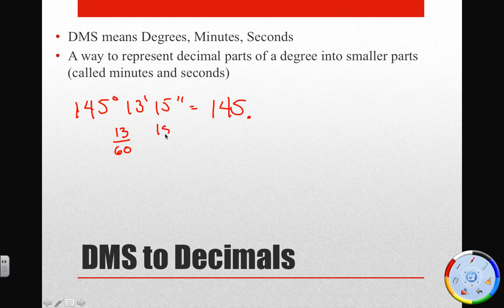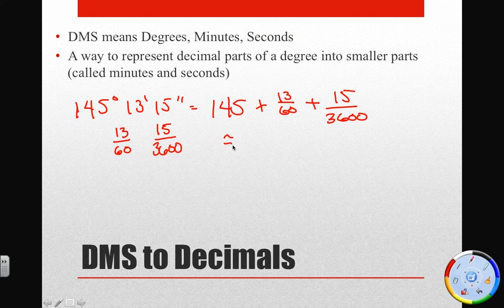And the 15, it's the same kind of idea, only since we're going to degrees, I need to know how many seconds are in an hour. Well, we know there's 60 seconds in a minute and 60 minutes in an hour, so multiplying those together, we get 3,600. So if we were to look at changing this to a decimal degree measure, we would say, oh, this is 145 degrees and 13 out of 60 and 15 out of 3,600.